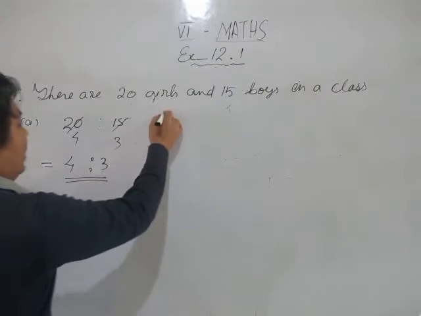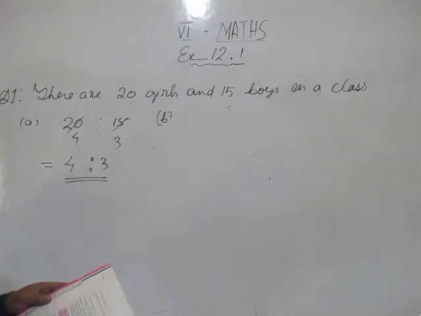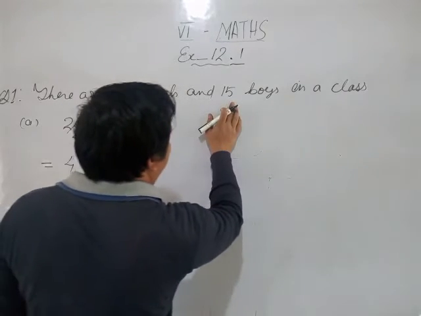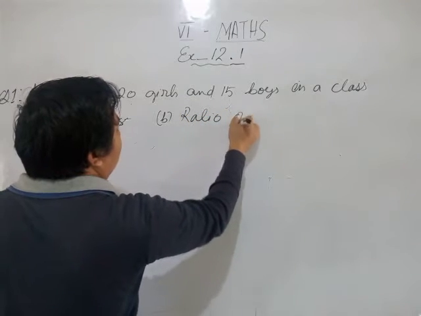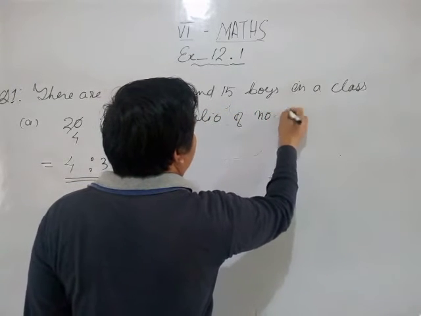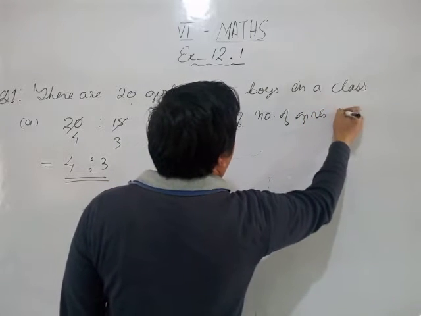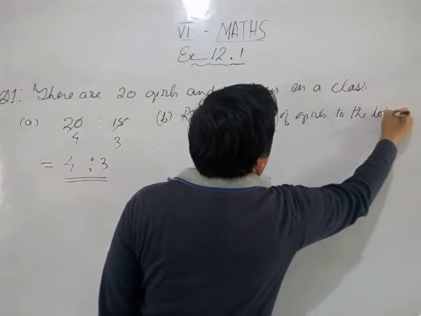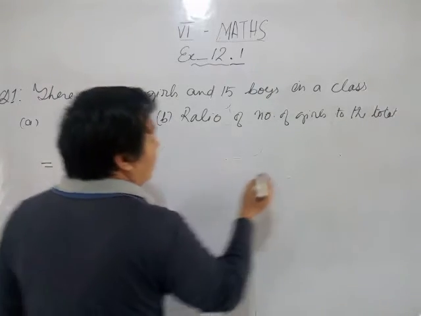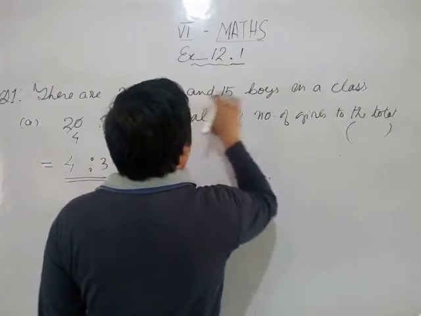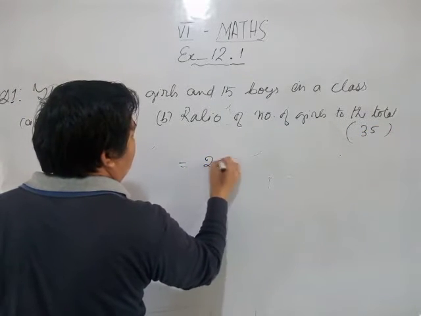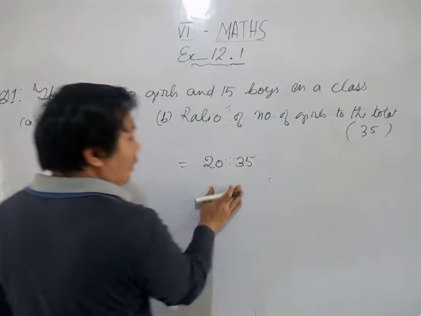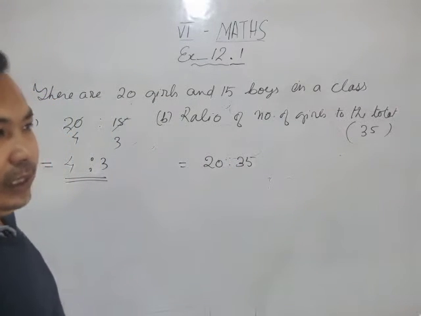Next, question B is asking: what is the ratio of the number of girls to the total number of students? There are 20 girls and 15 boys. The total number of students is 20 plus 15, which is 35 students. That means the ratio is 20 is to 35. We are taking the ratio of the number of girls to the total number of students.